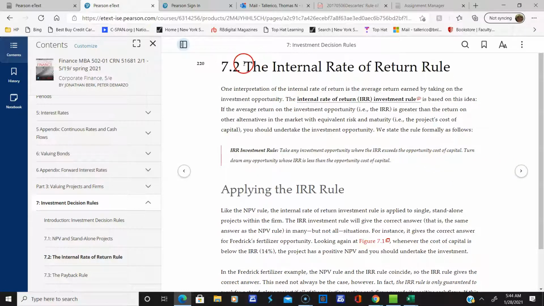All right, so the next time we meet, I'm going to pick up here on 7.2, and we'll start delving deeply into the problems associated with the internal rate of return. Alrighty.